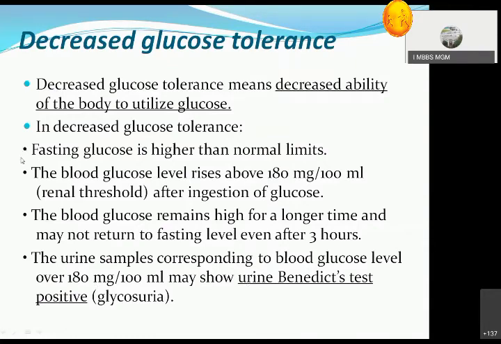So there are 4 things. One is fasting glucose is higher. Second, there is a peak at half to 1 hour, and that is above the renal threshold, above the 180 milligram per 100 ml. And third, the glucose remains high for a longer time and may not return to fasting level even after 3 hours. And fourth, the urine sample is positive for glucose.